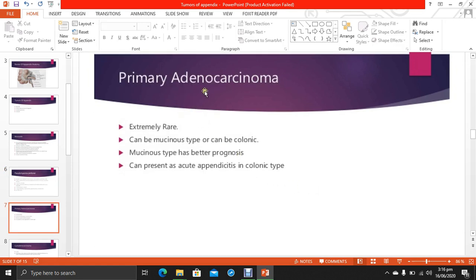So this is another condition, primary adenocarcinoma. Though this is rare, it can be mucinous type or colonic type. Mucinous type has a good prognosis, and the colonic type can present as acute appendicitis.